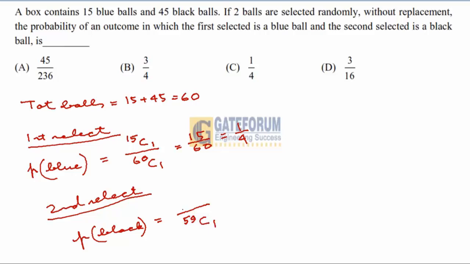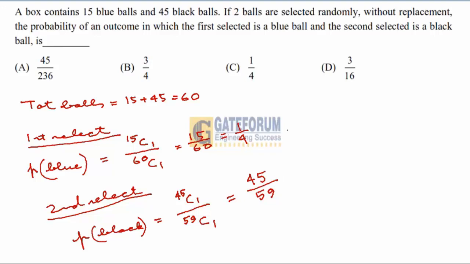Now what should be the favorable outcome? The ball that is in your pocket is a blue ball, so the number of black balls has had no change. Out of 45 black balls, you pick up one black ball, so it is 45 C1. So the probability of a black ball would be 45 by 59. Cancellation is not possible. 59 is a prime number.